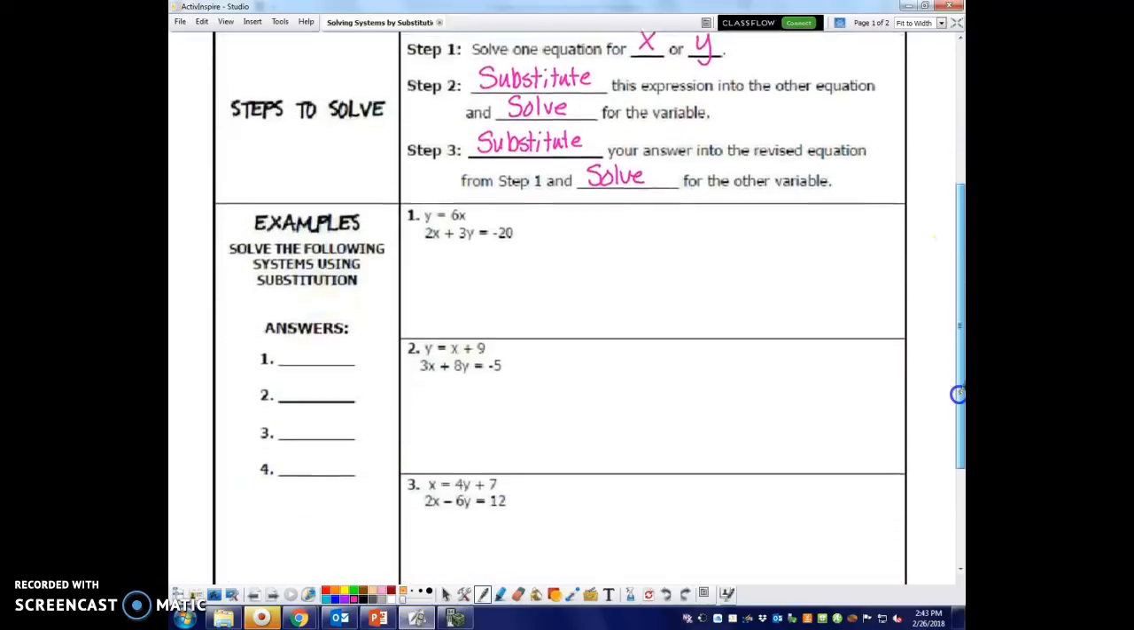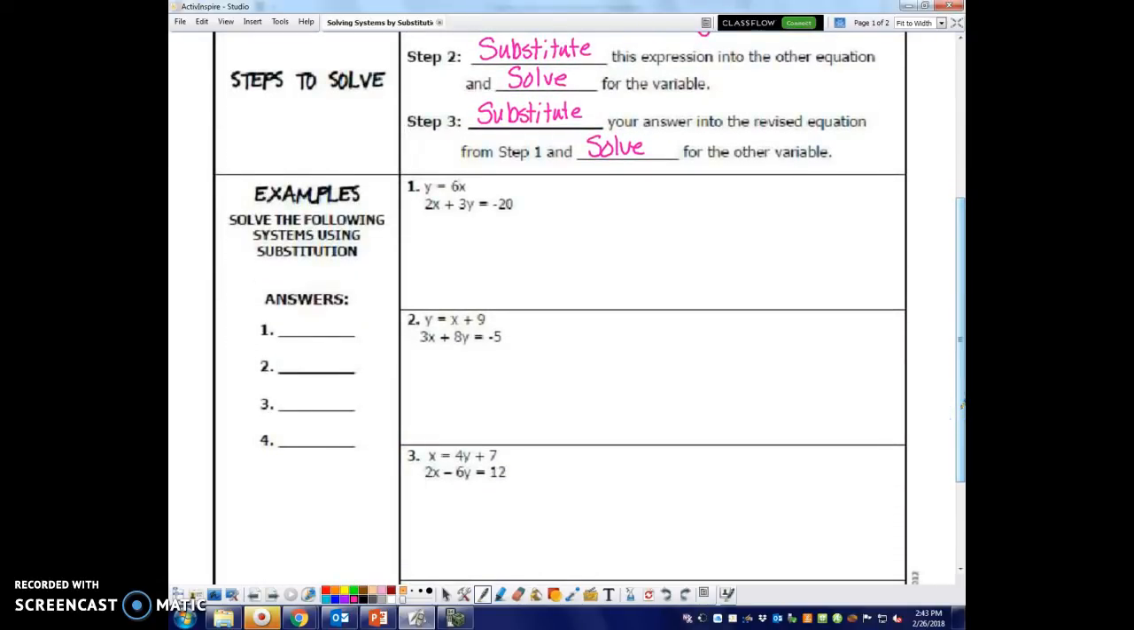You ready? Number one tells us y equals 6x. So y is 6x. So what we're going to do is in this equation, instead of putting y, we're going to put 6x because y is 6x. Okay, so look at this. We have 2x plus 3, and instead of y, we're putting 6x equals negative 20. Okay, so it's the same exact equation, just instead of y, we put 6x. Now we're going to solve for x.